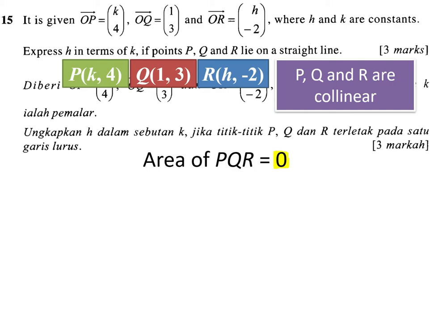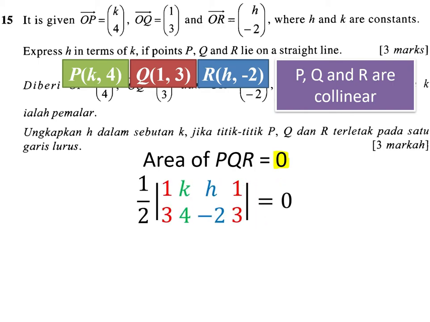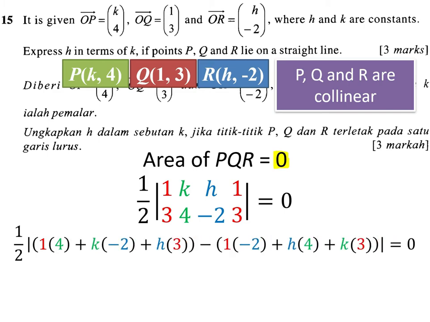The third method we can use here is we refer to the area, which is 0. We are going to use the Shoelace formula here. So I put in 1, 3, K, 4, H, negative 2, and then 1, 3. Let it equal to 0. And then after that, I substitute one by one using the Shoelace formula. I hope you still remember how to use the Shoelace formula. 1 times 4, K times negative 2, H times 3. Then after that, I move back. 1 times negative 2, H times 4, K times 3. Then you can see minus. Okay, let it equal to 0. Then after that, you just simplify everything. This 1 over 2, if you move to the other side, multiply with 0, it disappears already. So I will only be left with negative K minus H plus 6 equals to 0.